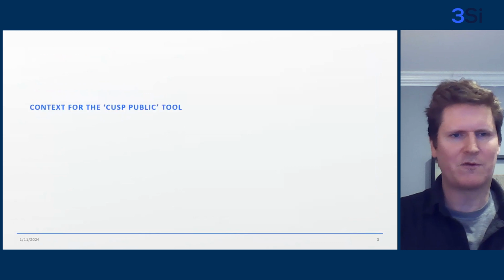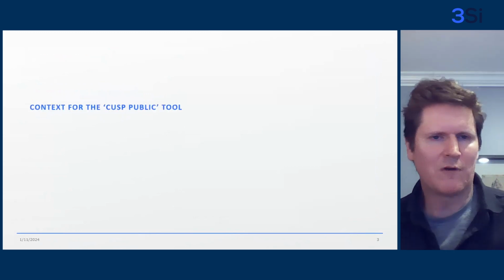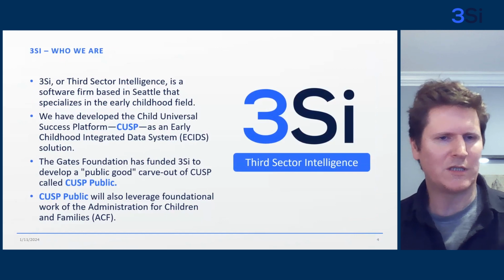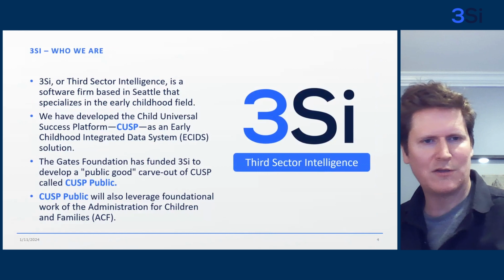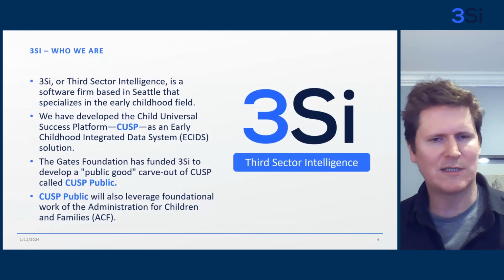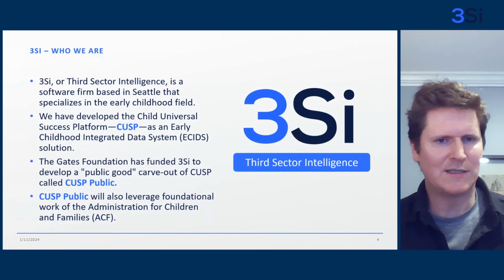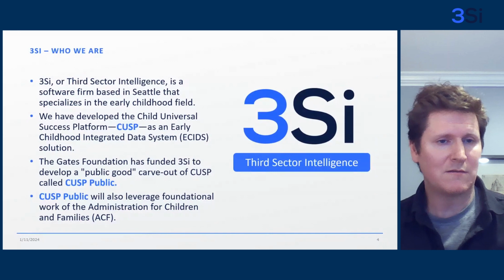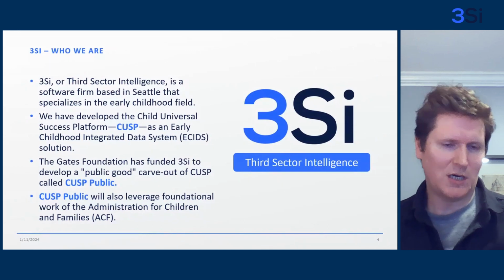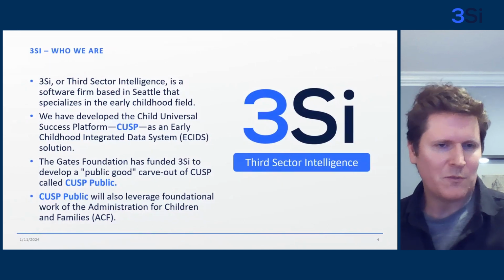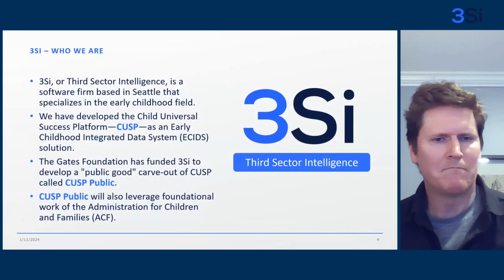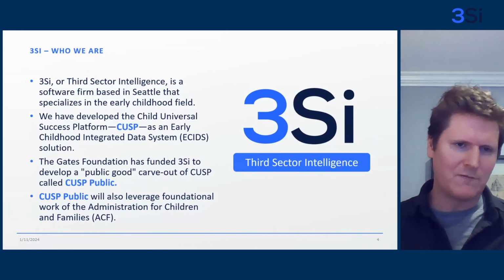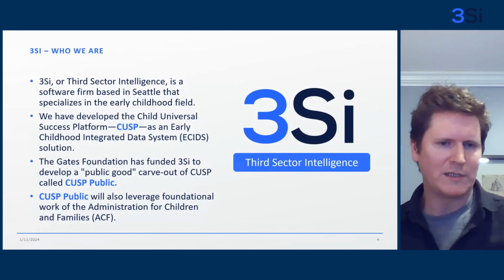In terms of the context for the tool, it's being drawn from a larger capability, simply known as CUSP or CUSP Enterprise. CUSP stands for the Child Universal Success Platform. That is 3SI's ECIDS solution, and ECIDS is an early childhood integrated data system. So 3SI has built an ECIDS solution, CUSP, which it operates as a software as a service platform, and out of that, we have carved out a component of CUSP that can be made entirely with public data.